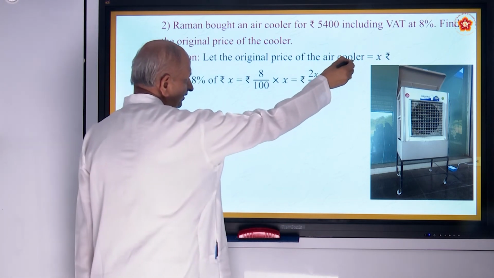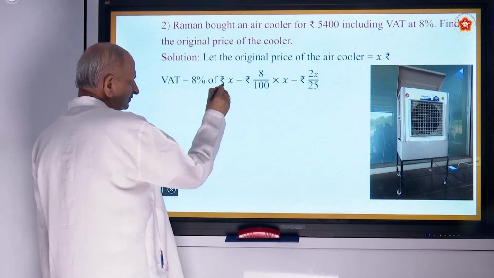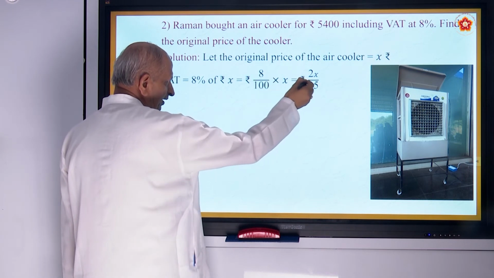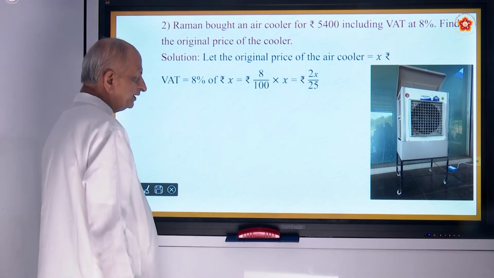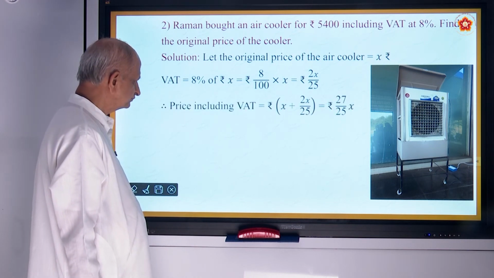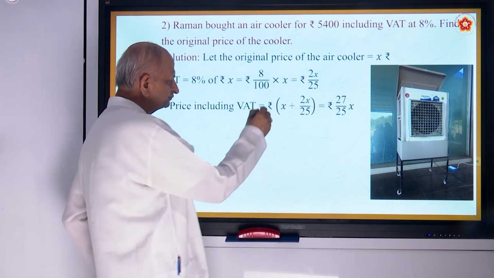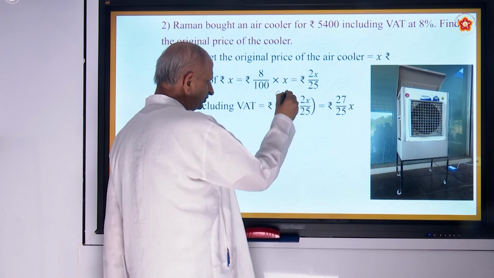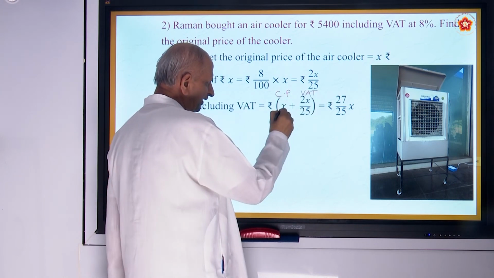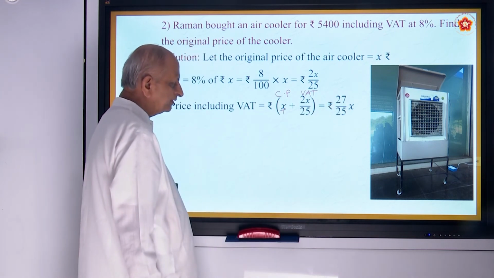Let the original price of the cooler be X. Now 8% of X is 8 by 100 into X. If you cancel, 4 2s are 4, 25s are 2x by 25. That is the VAT charged. The X is the cost price, and the price including VAT is X plus 2x by 25. If you add it, LCM is 25, so 25 plus 2, 27x by 25.